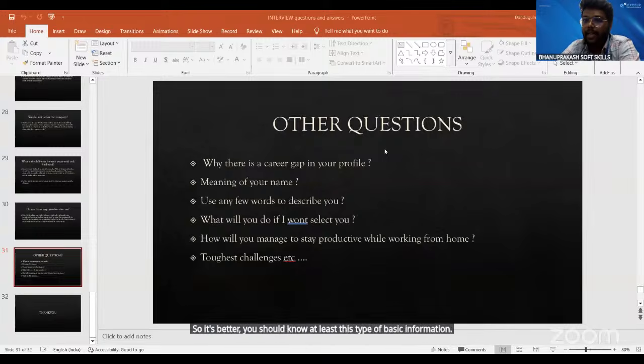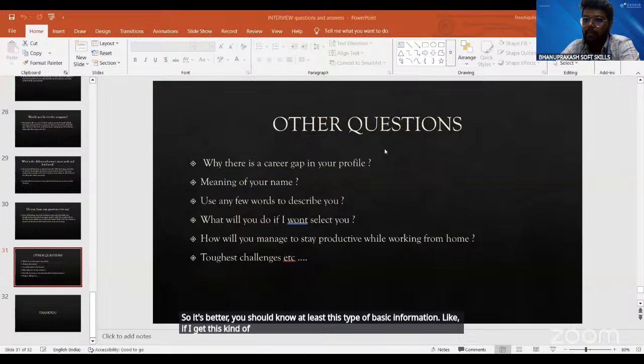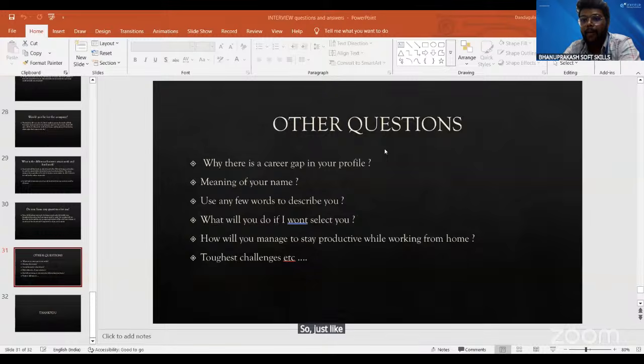If I get this kind of question, as Reddy Rani has already shown, my name is Bhanu Prakash, which means a shining sun. Just like the sun is the main thing for all living features on the earth, as every living thing depends wholly on the sun, I also want to contribute. I also have the skill of mentoring a lot of people and upskilling them.